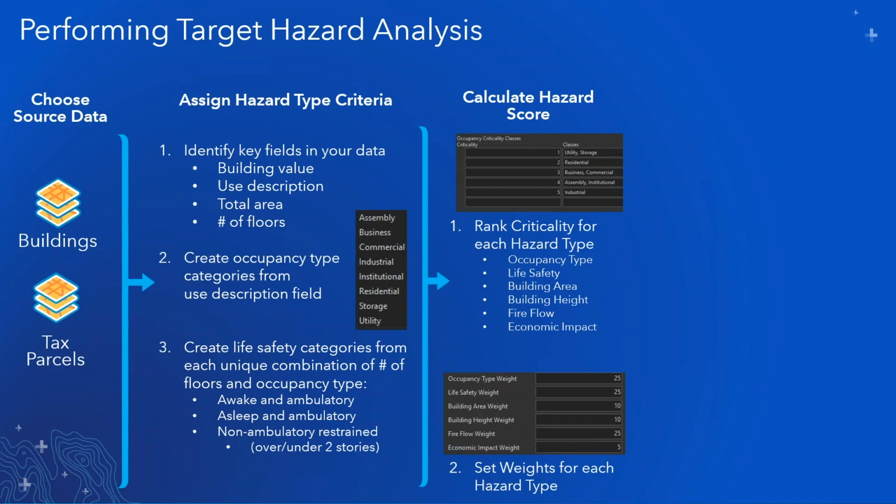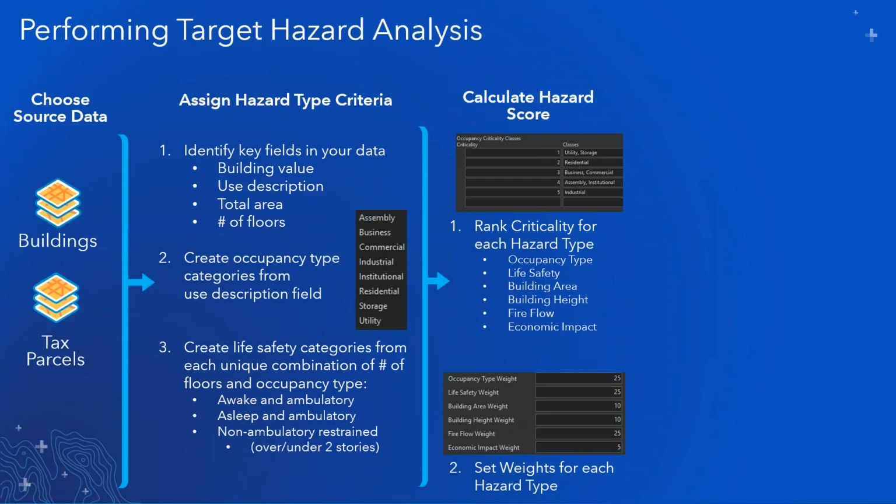Once we have the hazard type criteria assigned, then we can start calculating it. It walks you through two main steps here. Basically, the first step is to rank the criticality for each one of the hazard types. So in the little screenshot you can see here, we have the occupancy criticality that we've assigned. So we've said that 5 is a higher score for industrial than 1 for utility or storage sheds.